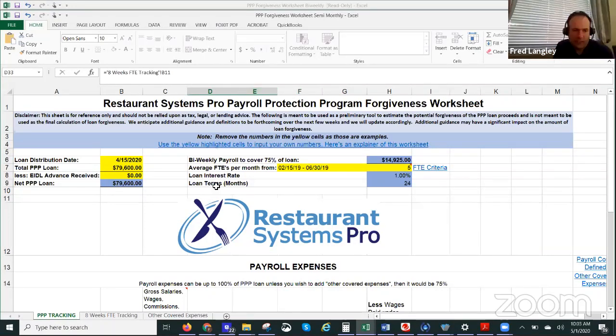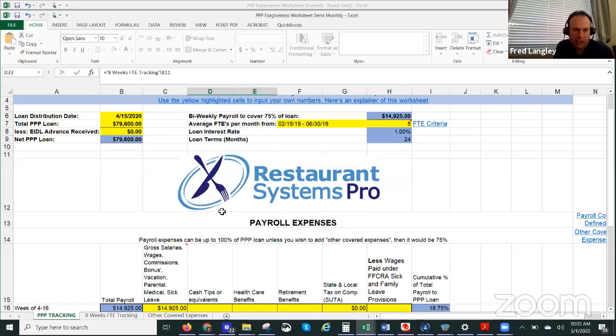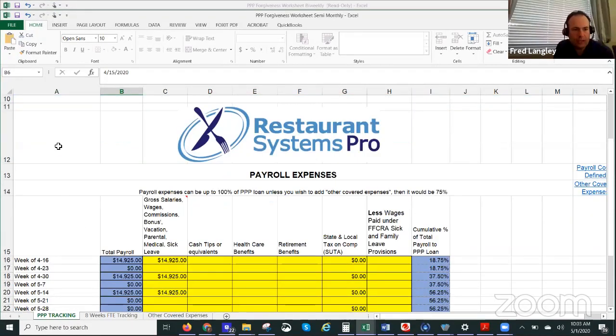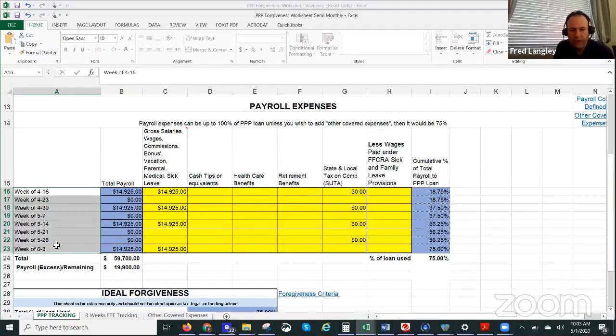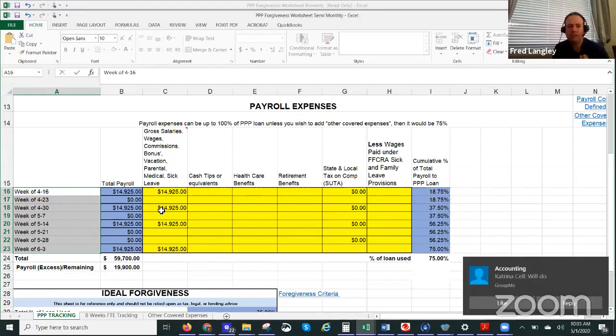So if you're looking at this, we have to know that on semi-monthly, the distribution date of the loan has to be put in at the beginning, and then we need to line up the 8 weeks covered under the PPP program. If you look here, the payroll dates all fall on different dates. You can see the week of 6/3 would be that payroll that hits on the 5th. And so we have these payrolls lined up.